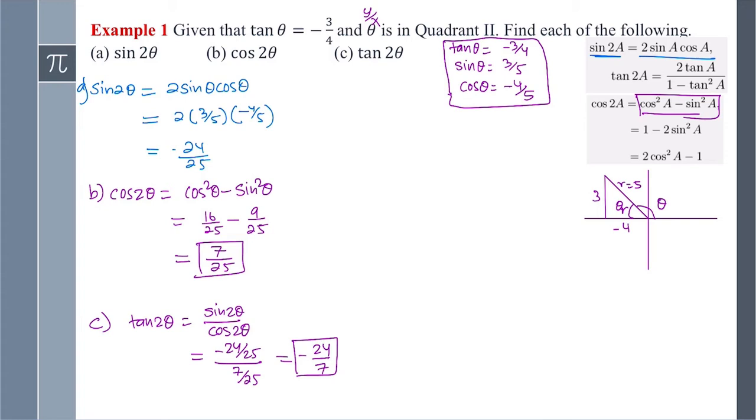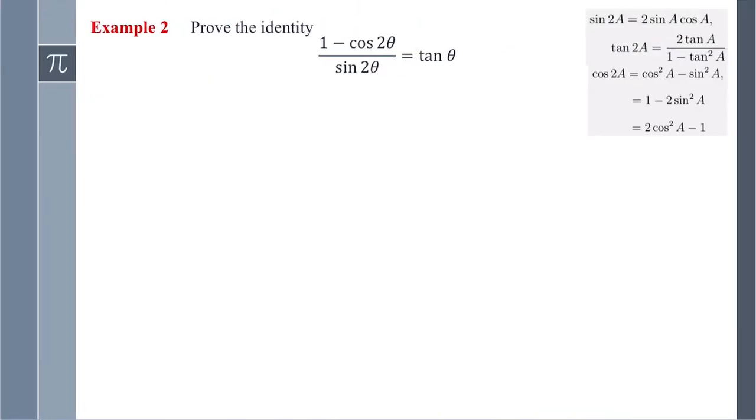So that's how we can find it, or we can also use the double angle formula for tangent. So you can try that. We can use this one and we can get the same answer. Okay. So now let's go ahead and look at another example here. So we're going to prove the identities here.